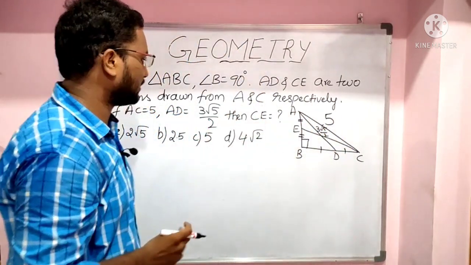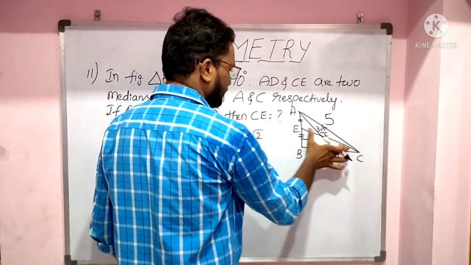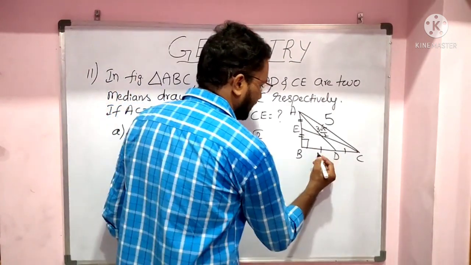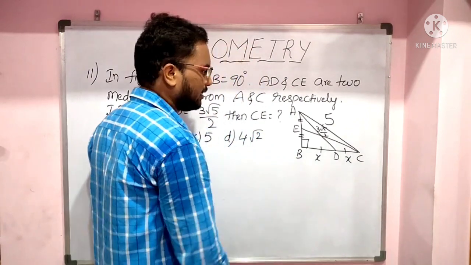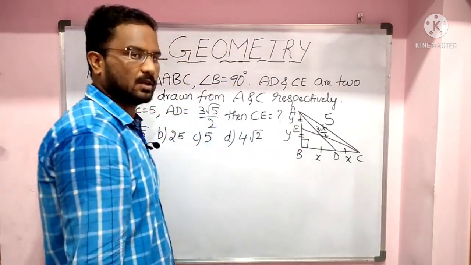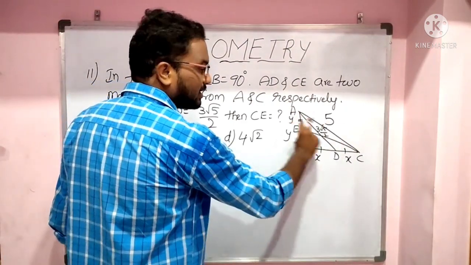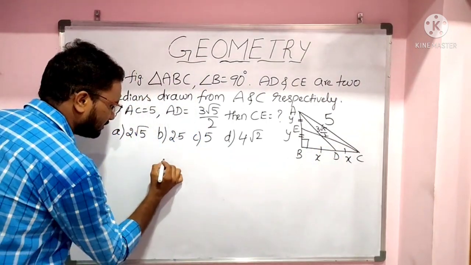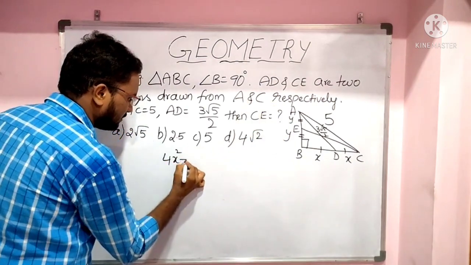AD. Then we need to find CE. This length we need to find. If we take this as x, then this will be x. If I take this as y, then this will be y. From this triangle, this is the hypotenuse. So x plus x, 2x whole square, that means 4x square plus 4y square.